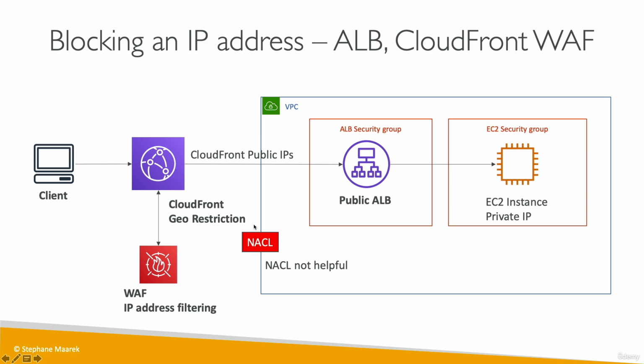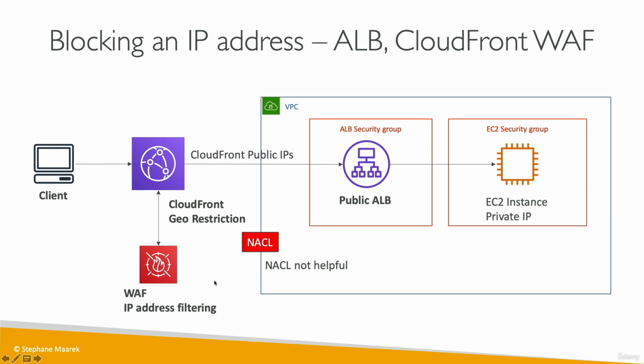And so as such, the network ACL here, which sits at the boundary of our VPC, is not helpful at all because it cannot help us block the client IP address. And so in this case, if we are trying to block a client from CloudFront, we have two possibilities. Say we're attacked by a country, then we can use the CloudFront geo-restriction feature to restrict all the clients from that country to be denied on CloudFront. Or if there's one specific IP that annoys us, we can again use WAF, or Web Application Firewall, to do some IP address filtering, just like we did before.